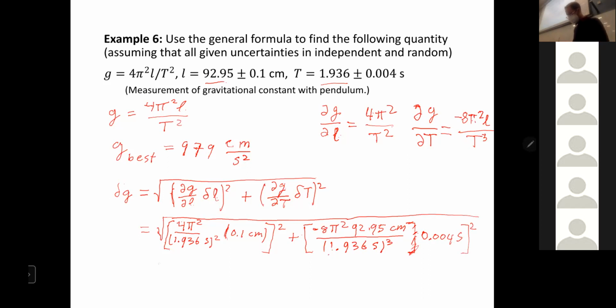And if you plug this all into your calculator, you should see that the uncertainty is going to come out to, again, 4.1 centimeters per second. So we should get, I'm sorry, centimeters per second squared. Okay, so we should get exactly the same thing using both methods. They're mathematically exactly equivalent. So the gravitational constant, again, is just 979 plus or minus 4 centimeters per second squared. Okay. Any questions about that so far?